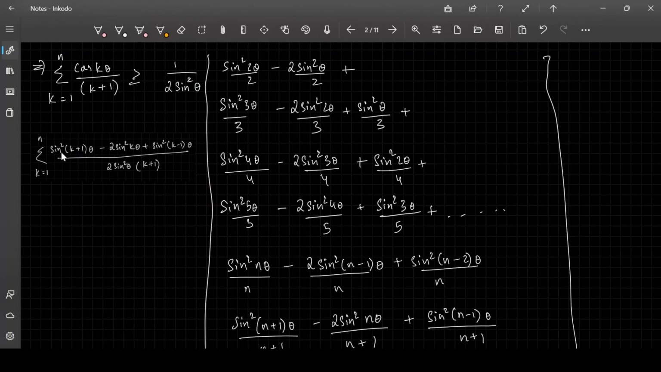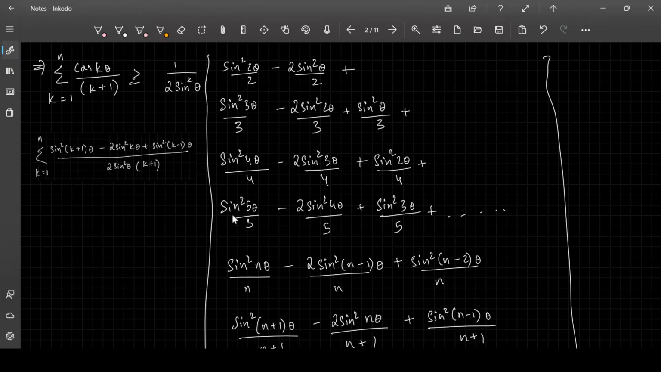When you put k is equal to 1, we get sine square 2 theta divided by 2. We have taken the 1 by 2 sine square theta outside the bracket, so outside the sigma. When you keep k is equal to 1, this is sine square 2 theta and 2 sine square theta and sine square of 1 minus 1, that is 0. So there is no term out here. Coming to the second part, when you keep k is equal to 2, it happens to be sine square 3 theta minus 2 sine square 2 theta plus sine square theta, by 3. And when we substitute k is equal to 3, we get sine square 4 theta by 4 minus 2 sine square 3 theta by 4 plus sine square 2 theta by 4.